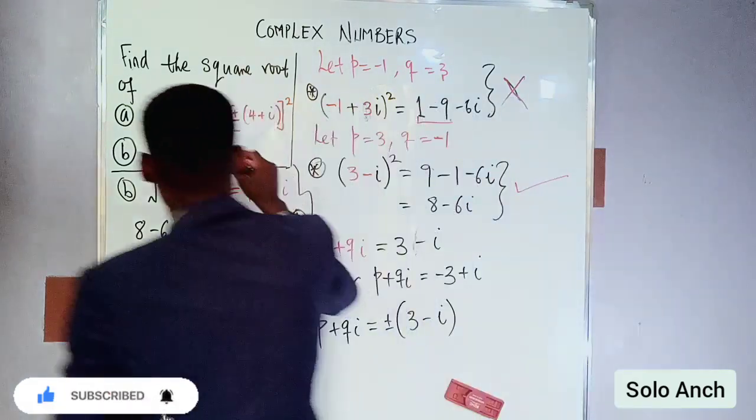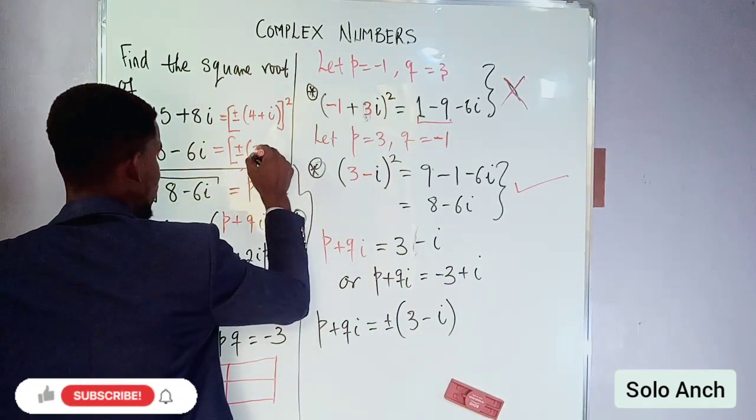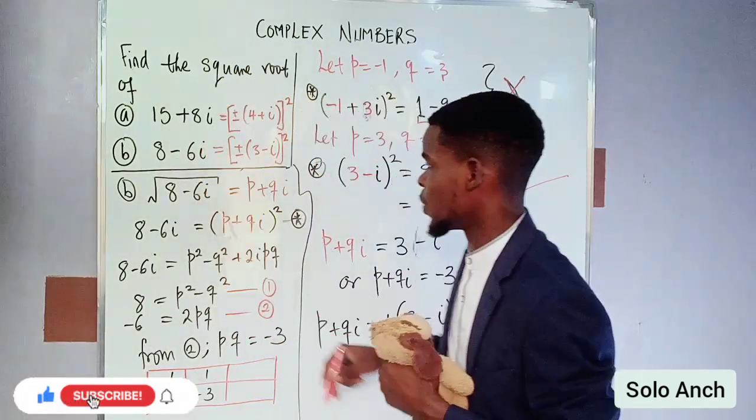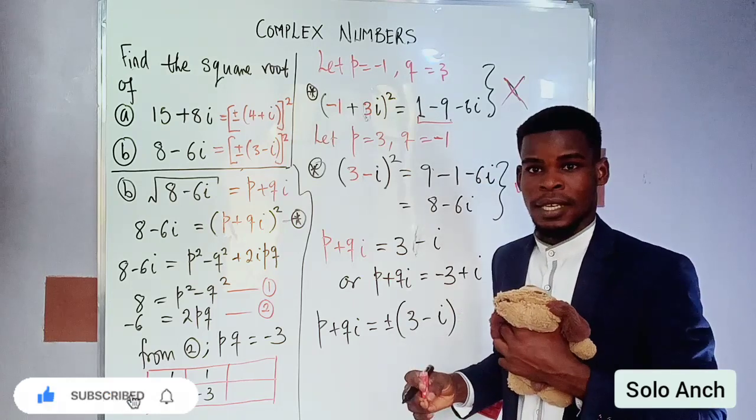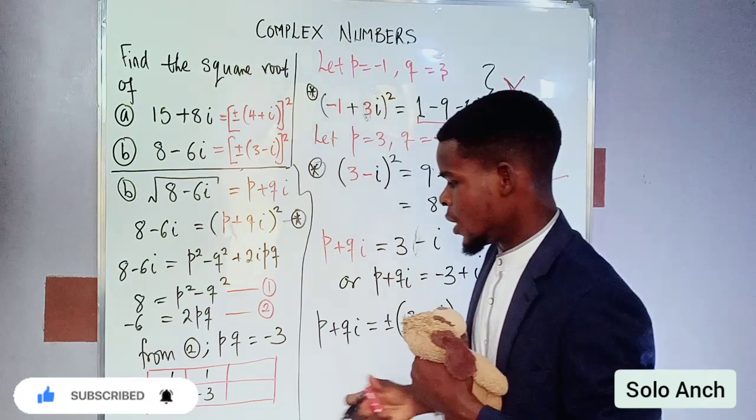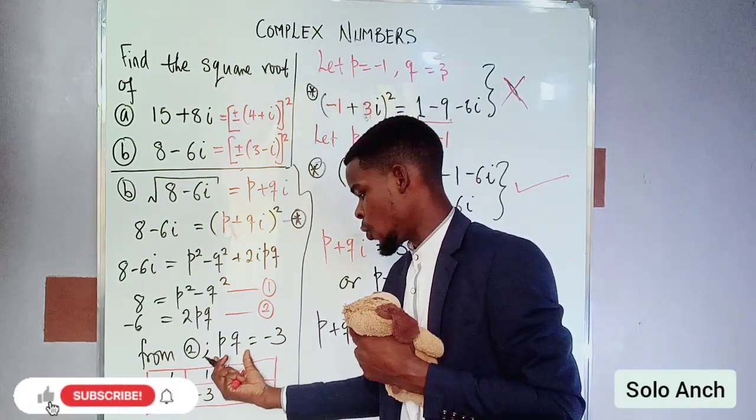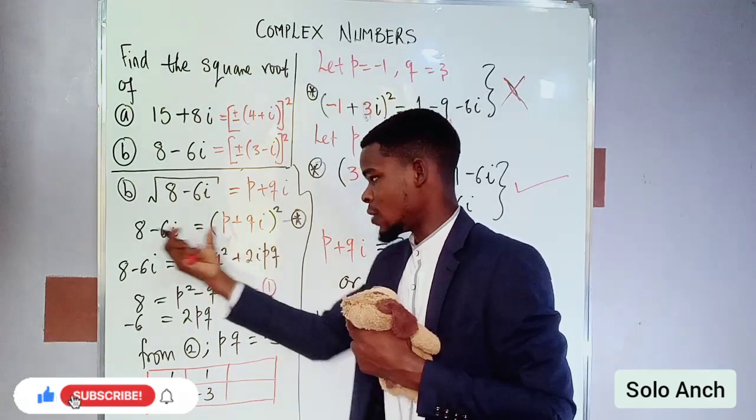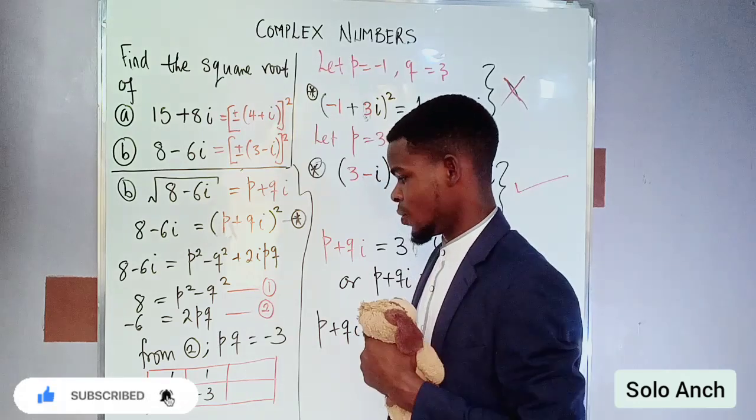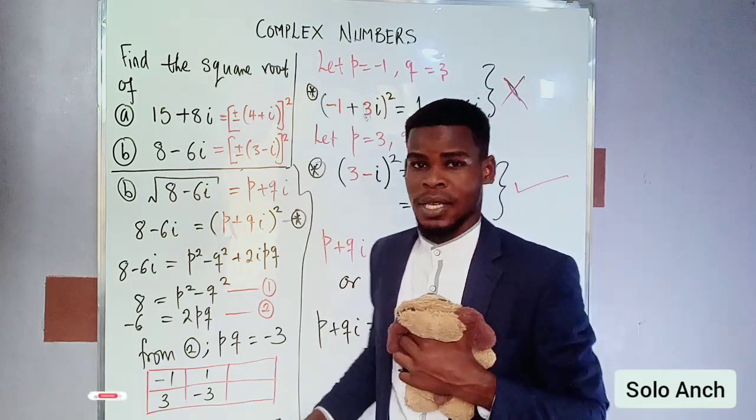So I'm going to equate these two. Positive or negative, we're going to have 3 minus i. And then we can square that, so that when we take the square root, we get the solution. And that's good. But like I said, the limitation of this trick is that if there are no integers p and q that satisfy this equation, then you have to use the method we used for the first one, because this method may not be helpful.